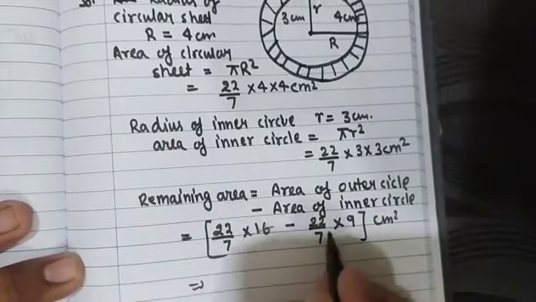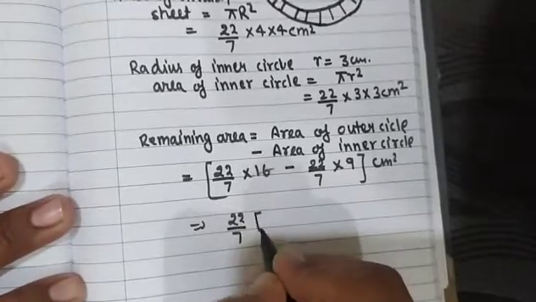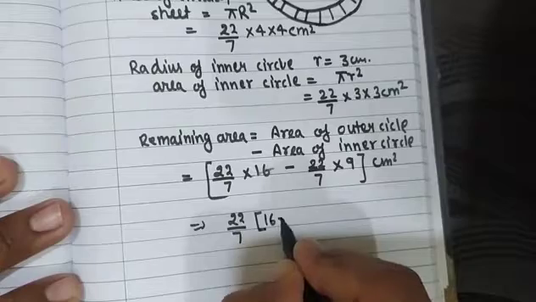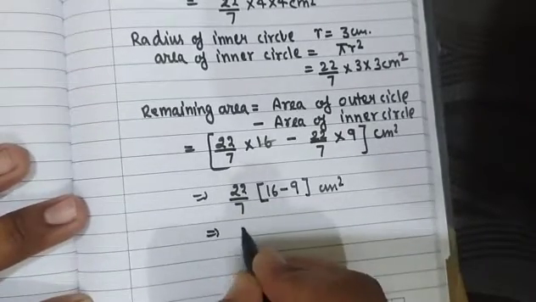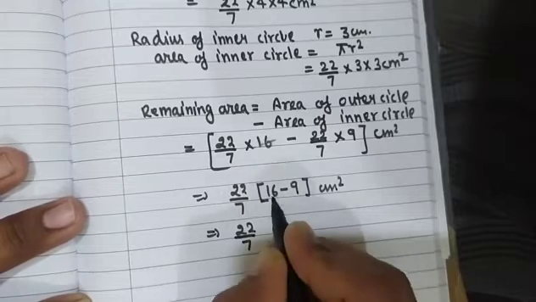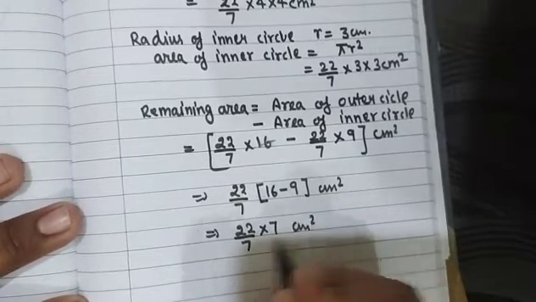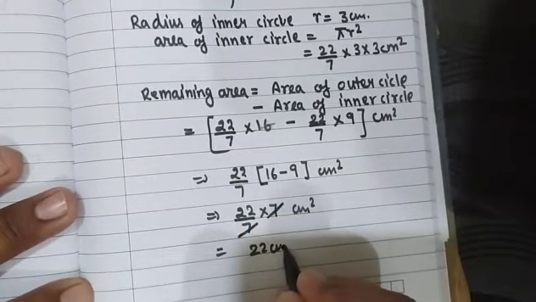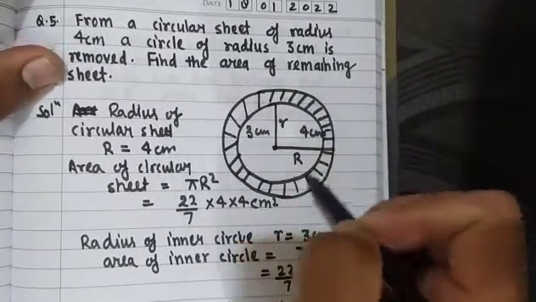So put the 22 over 7 as common, so put it outside, so it will be 22 over 7, inside the bracket it will be 16 minus 9 centimeter square. So it will be 22 over 7, 16 minus 9, that is 7 centimeter square. 7 will cancel out, so answer is 22 centimeter square is the area of this shaded part.